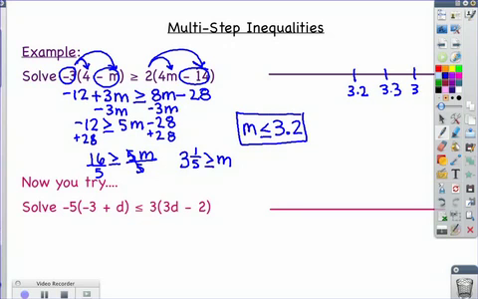0.2 is included, and I'm shading to the left. You try the next problem, so pause the screen and resume when you're ready.